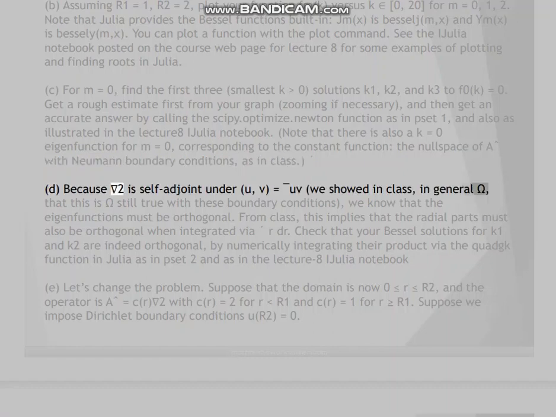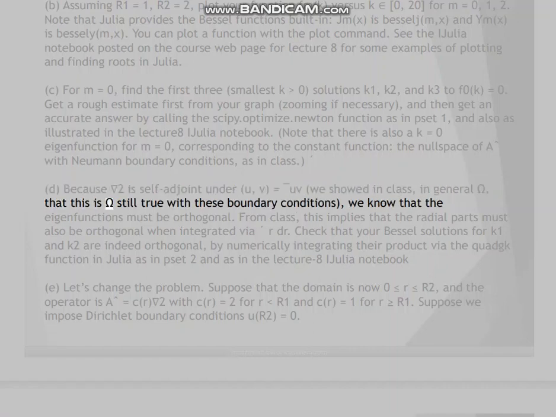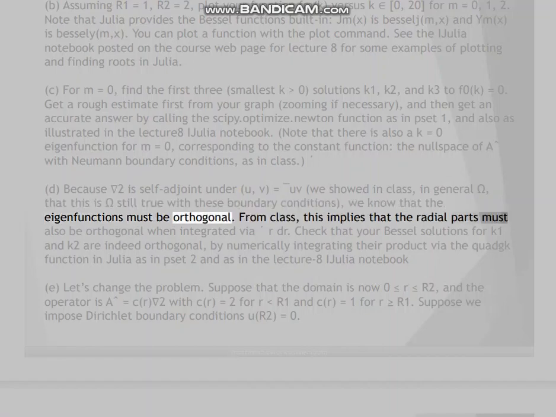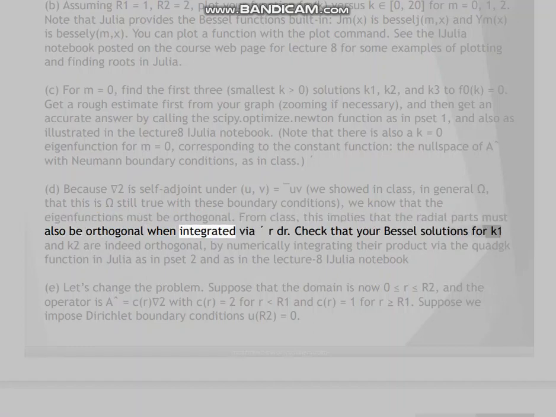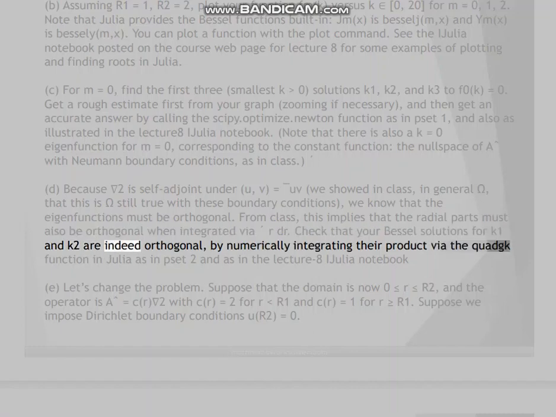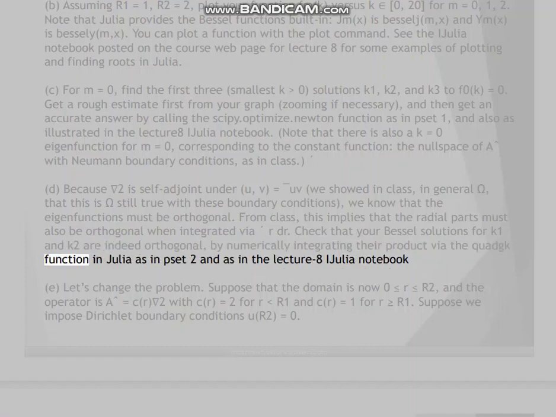D. Because ∇² is self-adjoint under the inner product ⟨u, v⟩ = ∫uv, as we showed in class for general Ω, and this is still true with these boundary conditions, we know that the eigenfunctions must be orthogonal. From class, this implies that the radial parts must also be orthogonal when integrated with the appropriate weight. Check that your Bessel solutions for k1 and k2 are indeed orthogonal, by numerically integrating their product via the quadgk function in Julia as in set 2 and as in the Lecture 8 iJulia notebook.